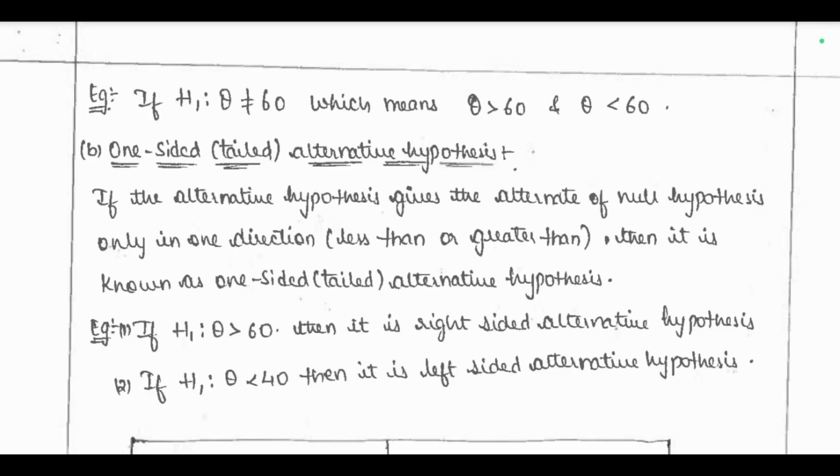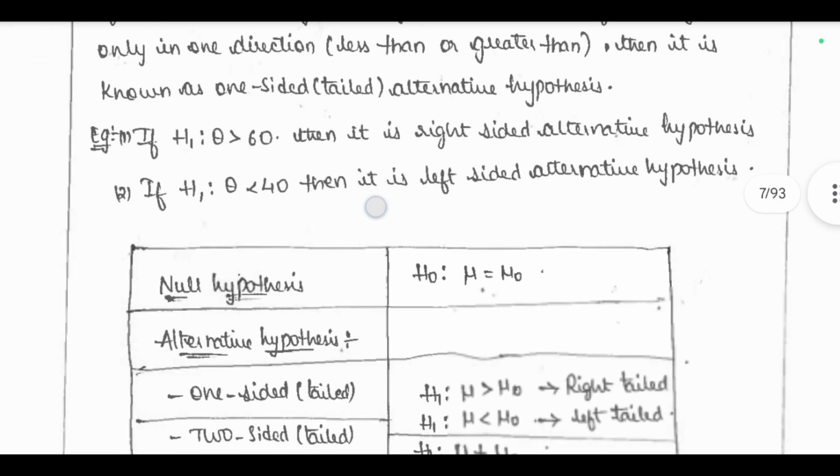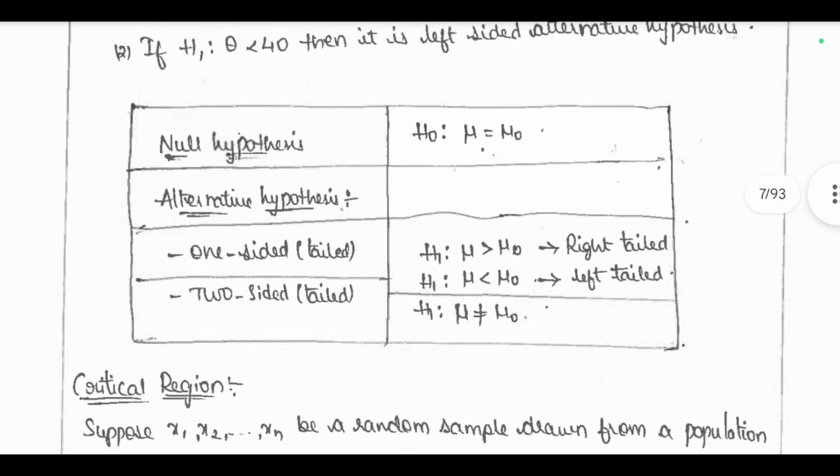In a one-sided alternative hypothesis, which specifies whether it is greater than or less than, in two-tail it is not expressed. If the alternative hypothesis gives the alternative of the null hypothesis only in one direction, whether less than or greater than, then it is known as a one-sided alternative hypothesis. If H1: theta is greater than 60, then it is a right-tailed alternative hypothesis. If H1: theta is less than 40, then it is a left-tailed alternative hypothesis. So you can see the differences over here.